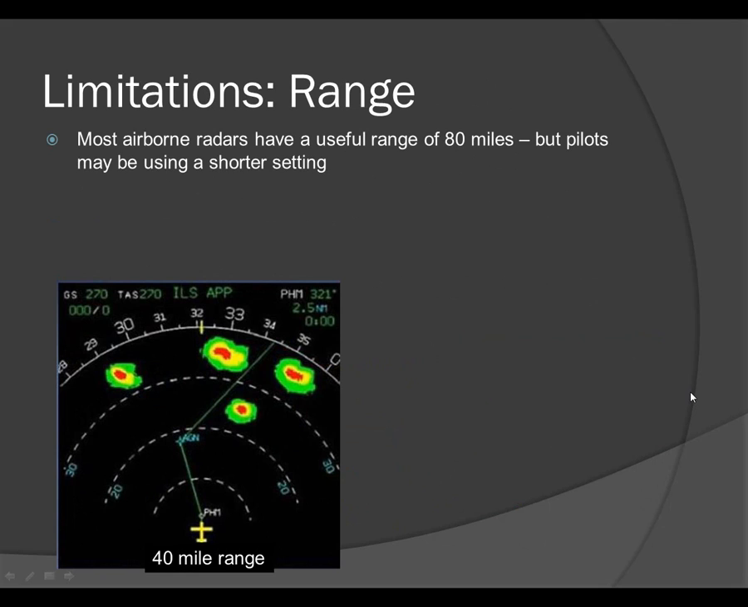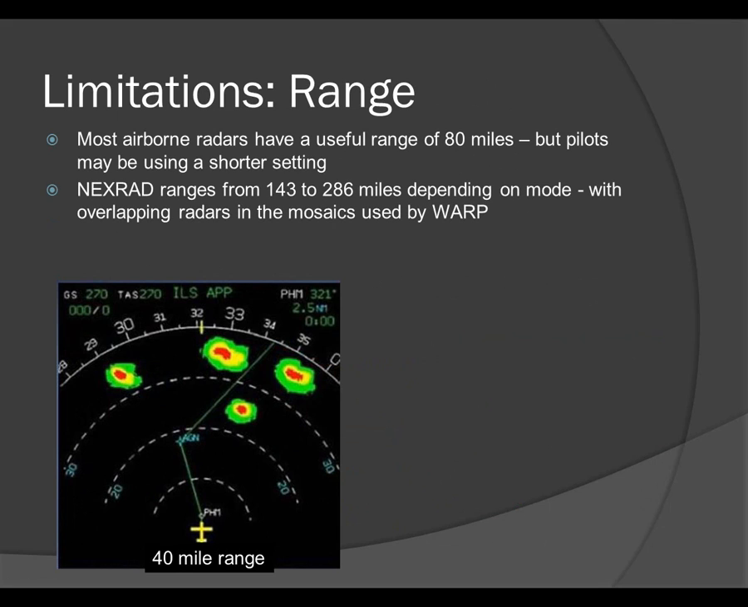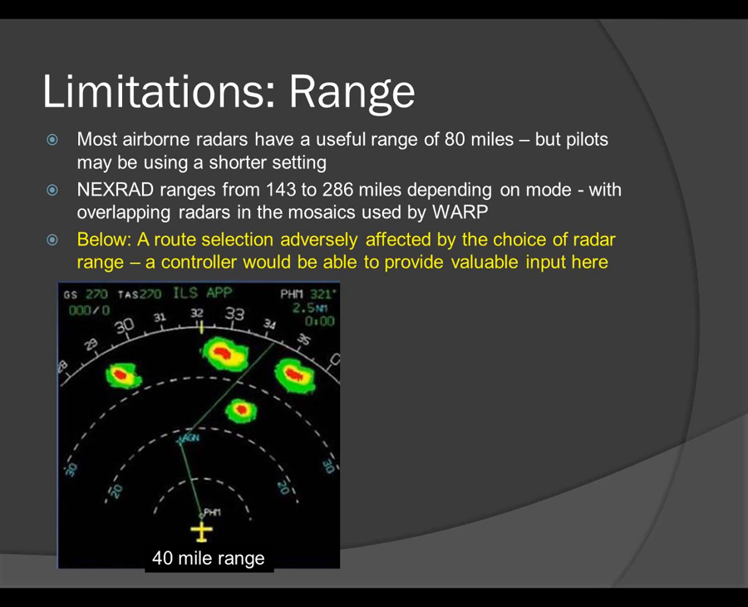Then there are some limitations related to range. Most airborne radars have a useful range of 80 miles, but pilots may be using a shorter setting. NEXRAD ranges from 143 to 286 miles depending upon mode. And you also have those overlapping radars in the mosaics used by WARP. So that eliminates a lot of the range issues.